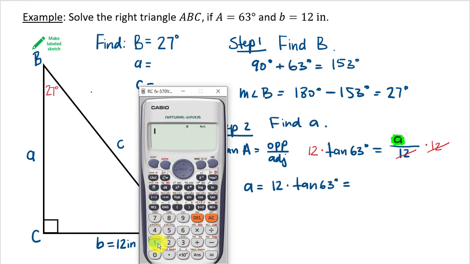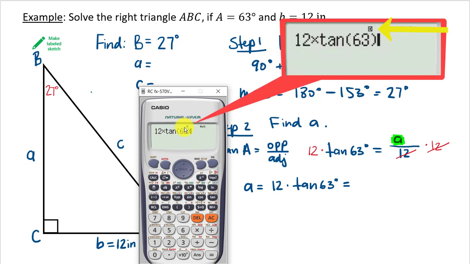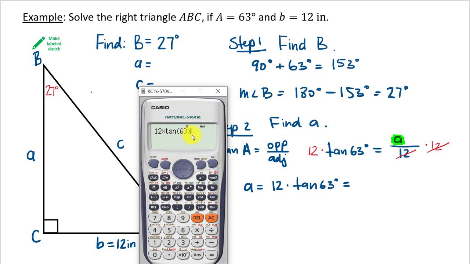Okay, so I'm going to do 12 times, tangent button is here, tangent of 63. Now when I'm using the calculator, I always need to make sure that I'm entering the correct units of the angle measure, so degrees in this case. Well, that little D at the top confirms that I'm entering degrees. If it said R, it would mean that I would be entering radians, which is not what I have in my problem, and I would have to change it.